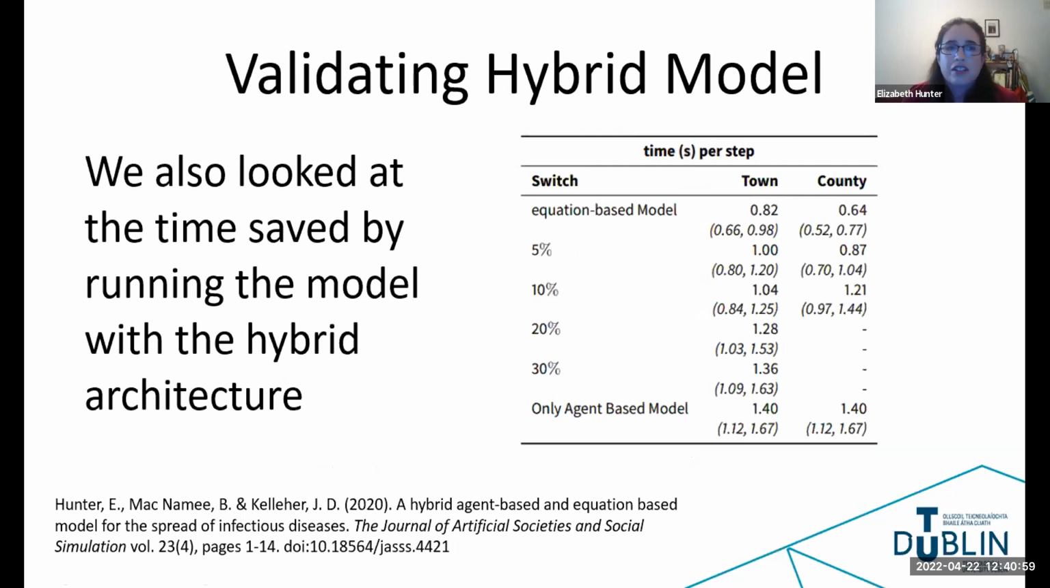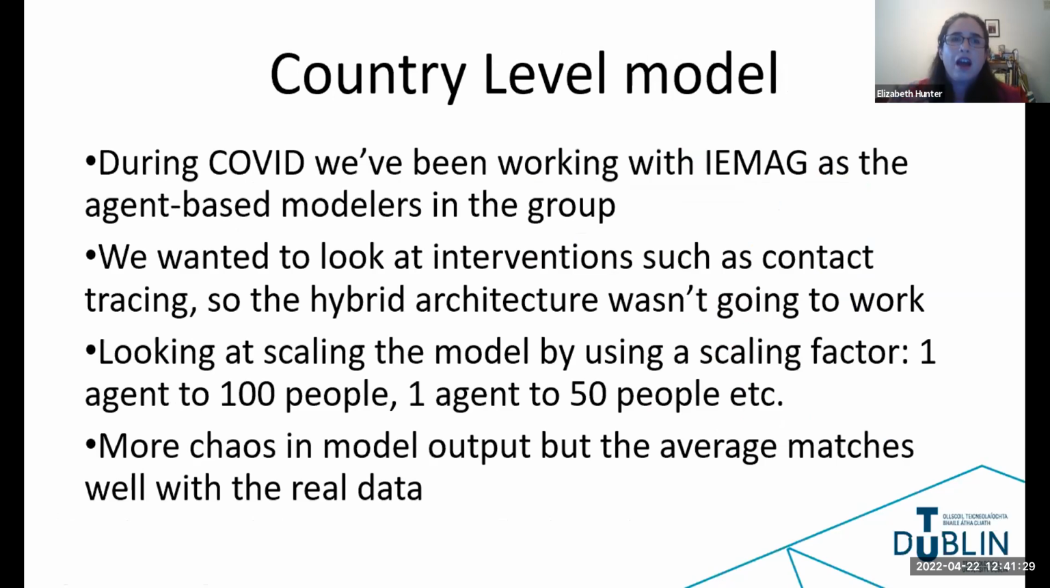And then we also just wanted to make sure that we were actually saving running time when using the hybrid architecture. So we looked at the average time in seconds per time step within the model. And we can see that when we run a fully equation-based disease component, if we're switching at the town level, we have an average of 0.82 seconds per time step, county level 0.64, and then this increases all the way to 1.4 seconds per time step for the agent-based model. And so we do see that we are saving some time when we put in this equation-based model.